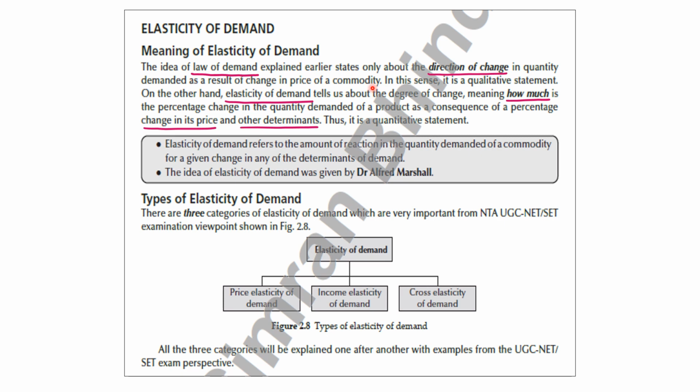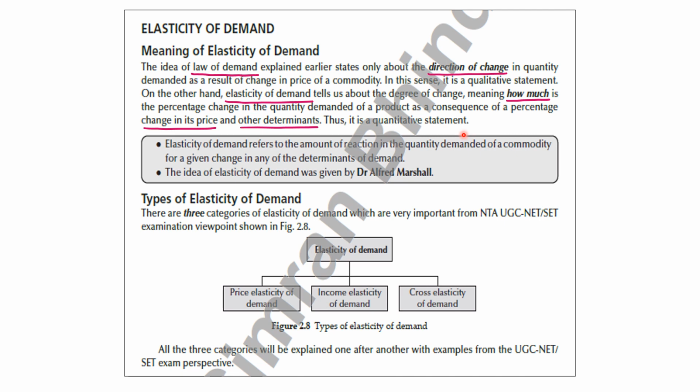But what is elasticity of demand? Elasticity of demand tells us about the degree of change, कि कितना change हुआ है, meaning how much is the percentage change in the quantity demanded of a product as a consequence of a percentage change in its price and other determinants. Thus it is a quantitative statement. It means that elasticity of demand क्या है कि कितना परसेंटेज चेंज जो है हो रहा है इन क्वांटिटी डिमांडेड ऑफ अ कमोडिटी एज अ रिजल्ट ऑफ देयर इज सम परसेंटेज चेंज इन प्राइस. वो कितना चेंज हो रहा है, दैट रेफर्स टू इलास्टिसिटी ऑफ डिमांड.